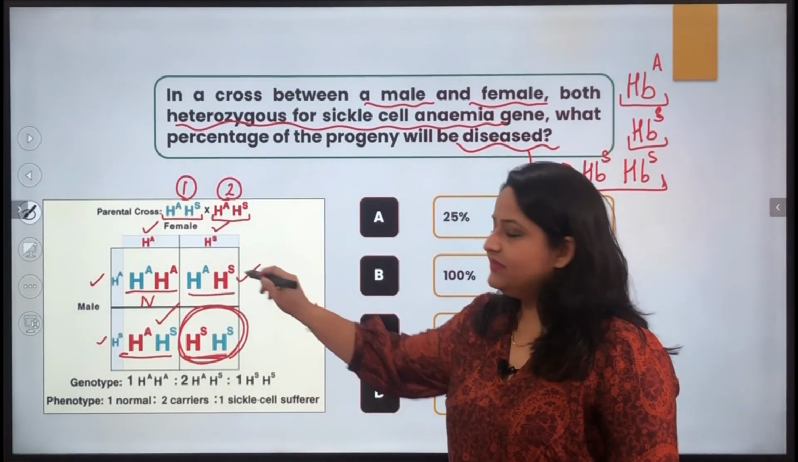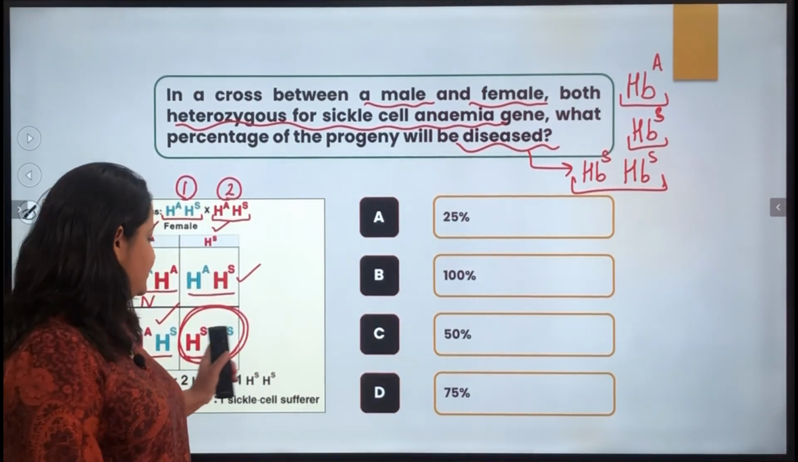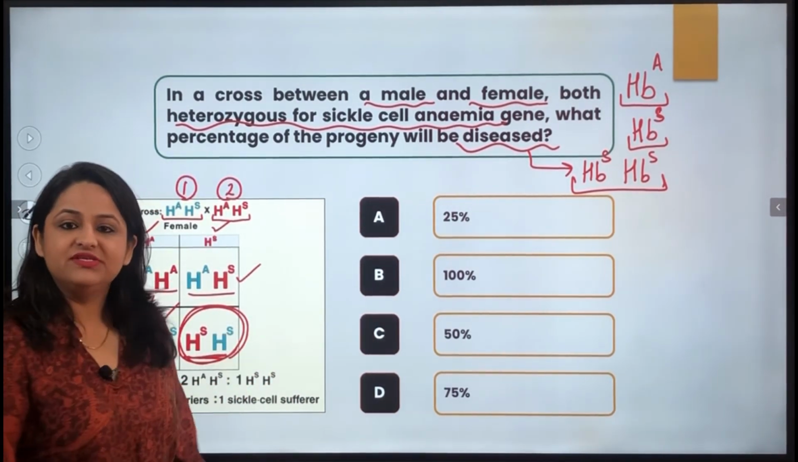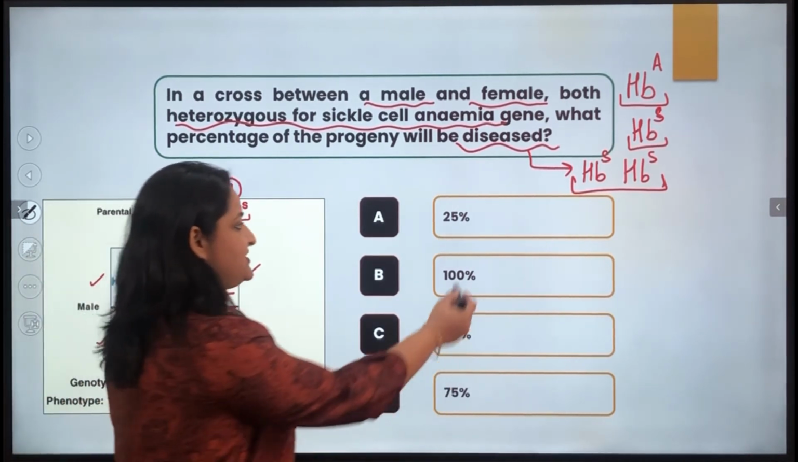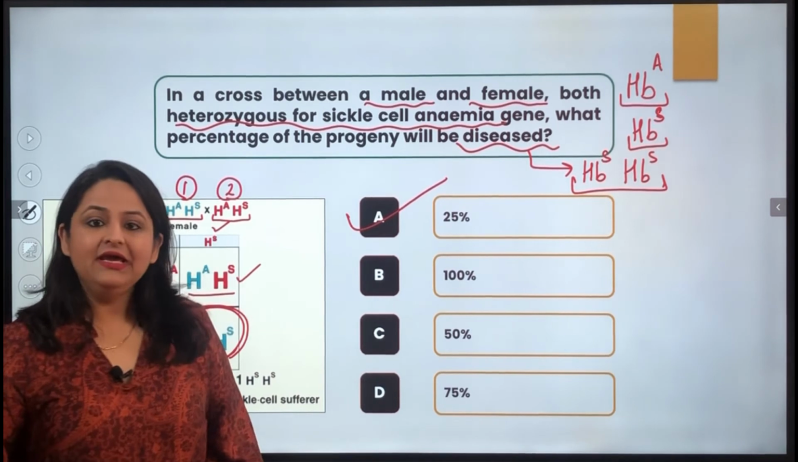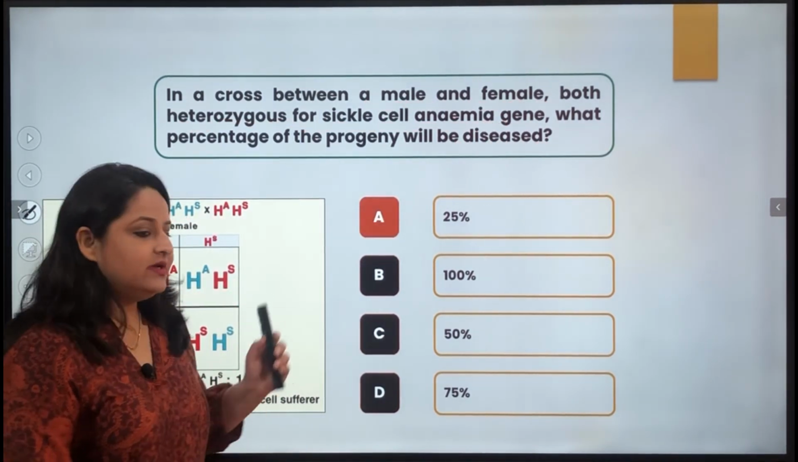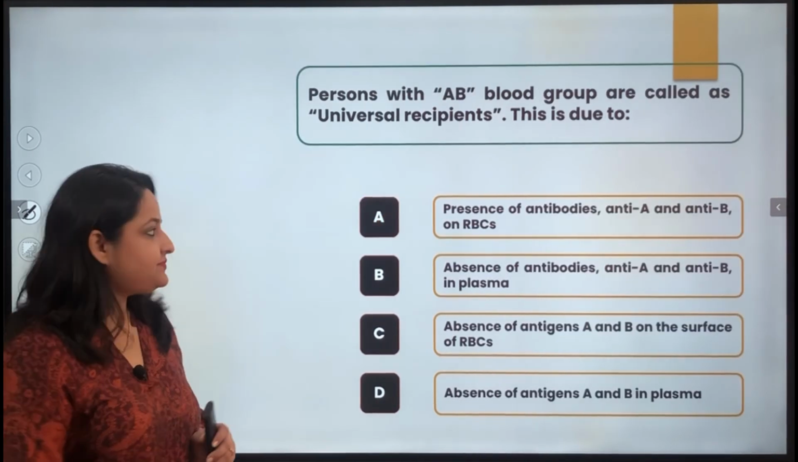So if we count the whole percentage of all the children, we see that only 25% of children will be suffering from this disease. So out of all the options, that is 25, 100, 50 and 75, we will go with option number A, that is 25. Now, let's talk about another question over here.